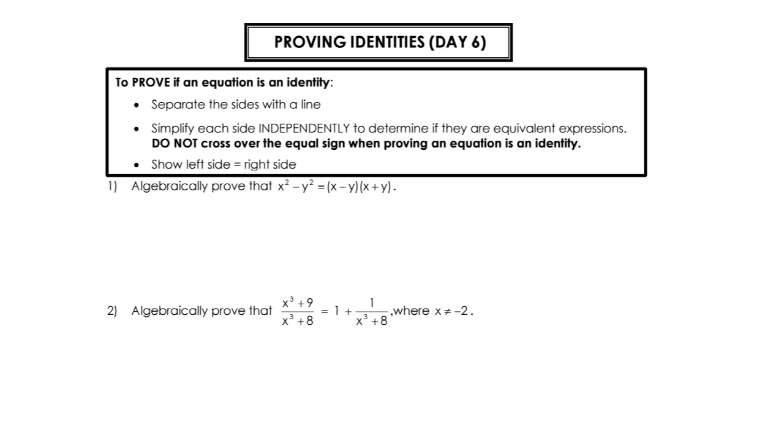First off, you've got to separate the sides. We separate them with a line to remind us that it's almost like a wall that you cannot cross. You cannot bring terms from the left side to the right side. Everything on the left side has to stay on the left side, and everything on the right side has to stay on the right side.